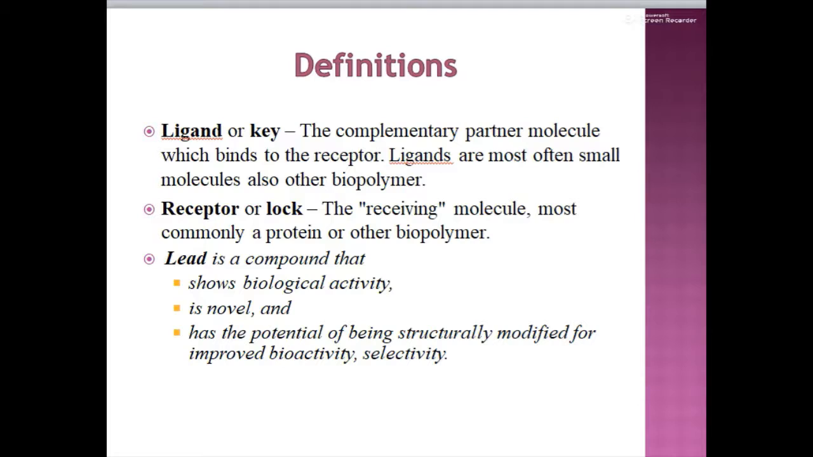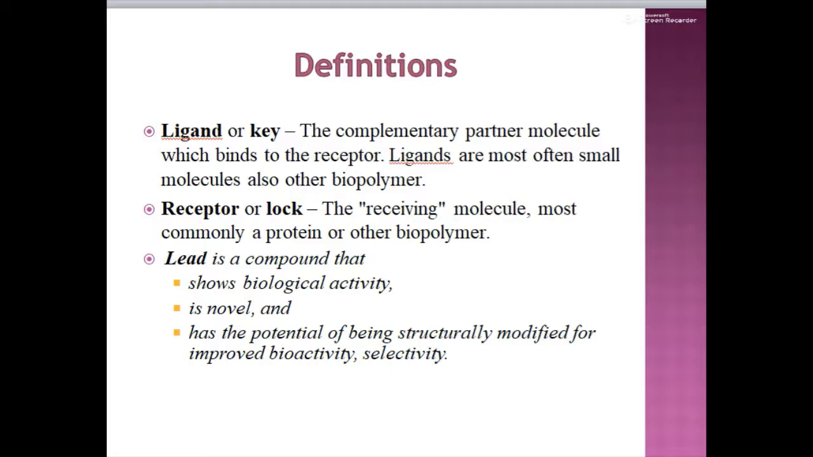And then you have a lead compound. In the drug discovery pipeline, I had showed you a lead molecule. It is a compound that shows biological activity which is novel, and it has the potential of being structurally modified for improved bioactivity as well as selectivity. So, by the process of docking, you are trying to find out which target ligands will interact with the receptor, the lock, or the biological target, and among these ligands, which shows a biological activity which is novel and which can be further modified to be a better drug.